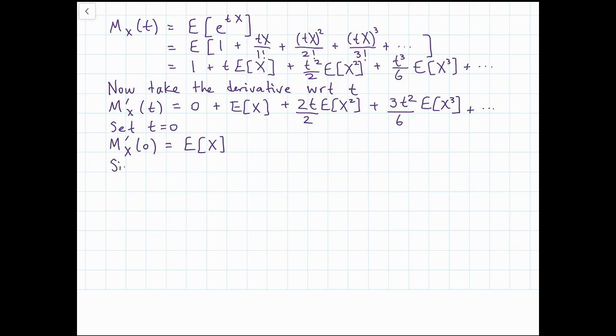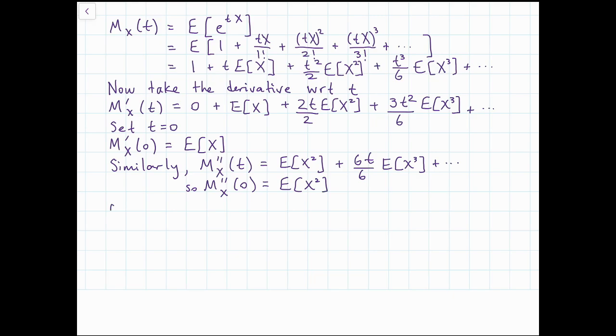Similarly, we can do the same thing for the variance. We can take the second derivative, and then obviously those first two terms are going to be 0. We'll be left with E of X squared plus a bunch of things that have t in it. And then if we set t equal to 0, we'll get E of X squared. So that can give us the variance.